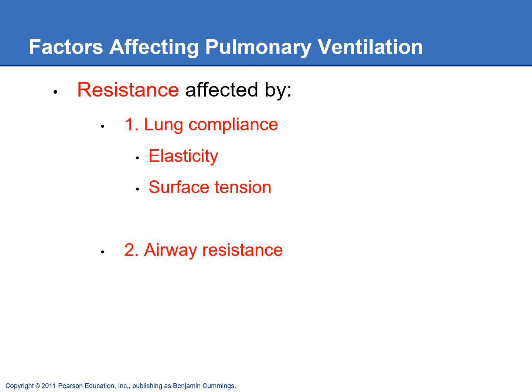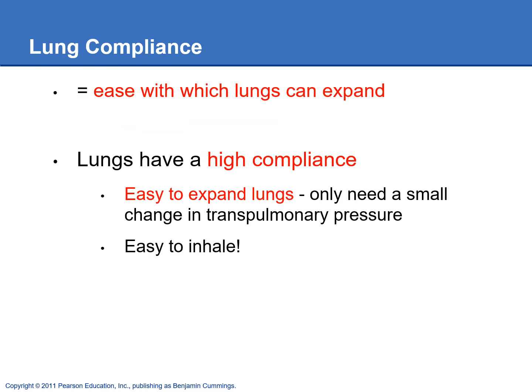So let's take a look at resistance. It's affected by two different things. We have lung compliance and airway resistance. Remember, lung compliance is just how easy it is to stretch the lungs, and that's affected by the elasticity of the lungs and the surface tension. So let's take a look at lung compliance first. The lungs have a high compliance, which means they're very easy to stretch. So it's really easy to inhale and expand the lungs, so you don't have to work very hard to breathe.